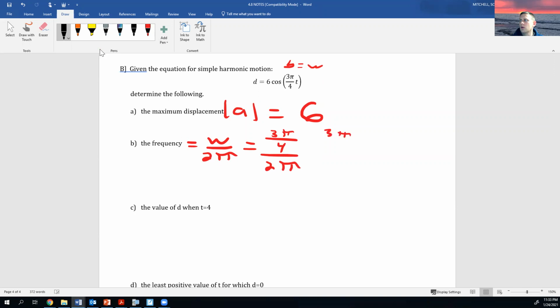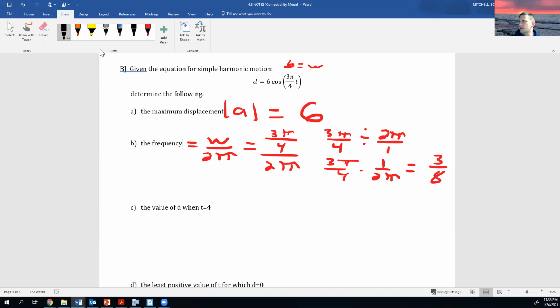If you want to leave the pi's out of it, you can let the calculator do the work. Or if you're not sure how to type it in the calculator, you have to write it as a complex fraction sideways. So it's 3 pi over 4 times 1 over 2 pi. So the pi's are going to cancel, and you're going to get 3 over 8.